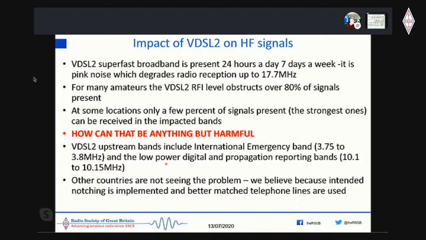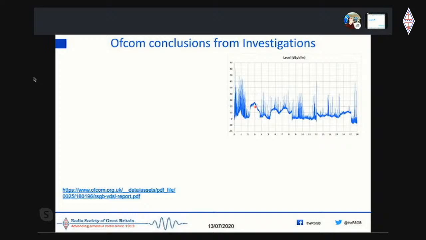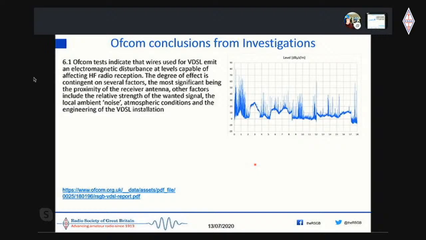So having done all that work, we then went along to Ofcom. We had a series of meetings with them, and some with Openreach as well. And we persuaded them to do some testing with us. They did that testing, which was finished last year. And in fact, they found exactly the same as us. This is one of their measurements, which is in their report, which you can find on their website. And we can see quite clearly there's 25 dB of interference there. But in their wisdom, they concluded that that wasn't a problem.